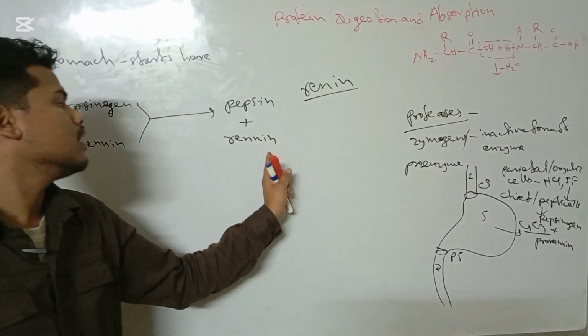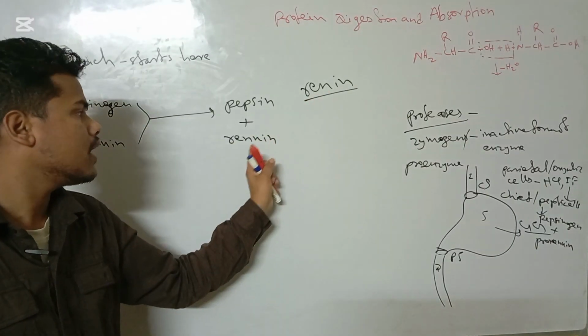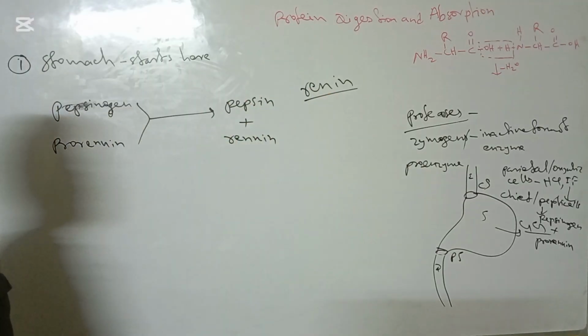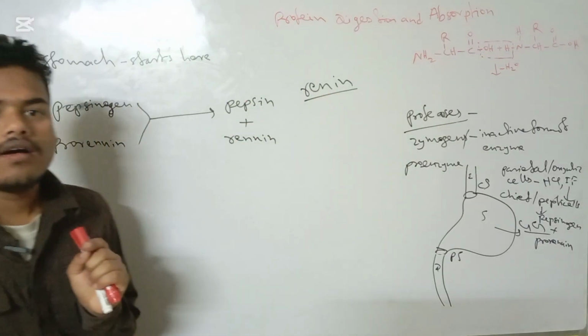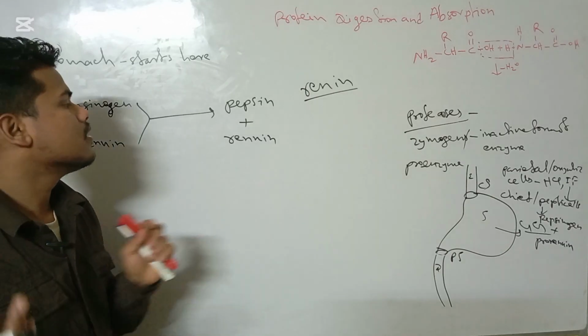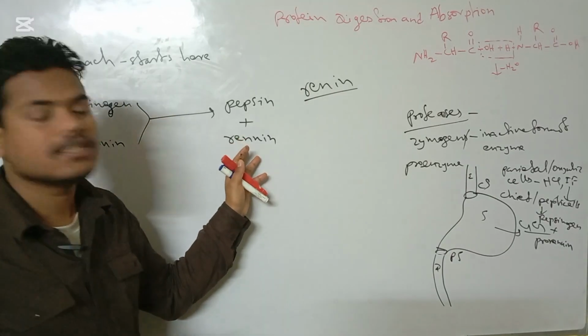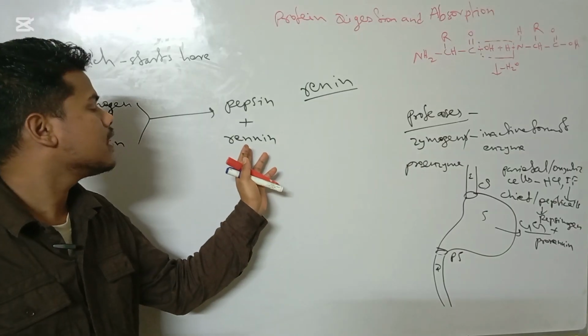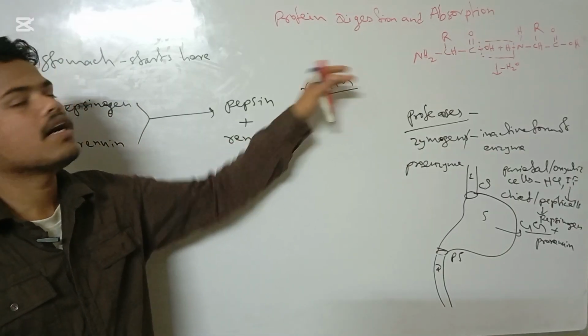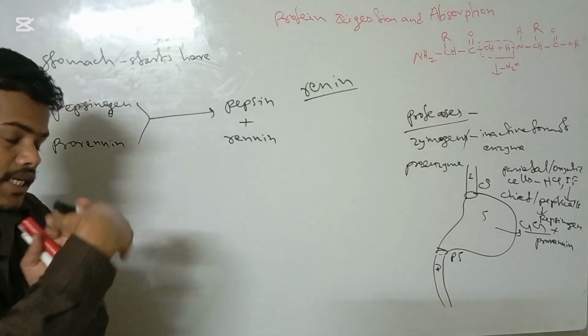This renin and this renin are different: here is a double N, here is a single N. Different, but students think that this renin is the enzyme. This renin is the enzyme, and this renin is the hormone. So they differentiate like that.